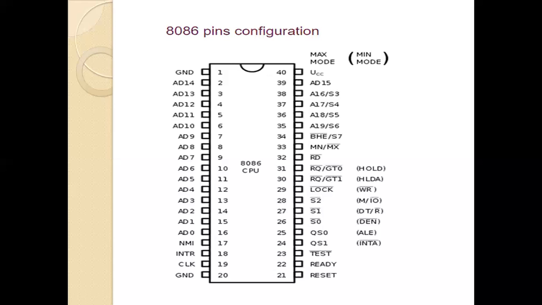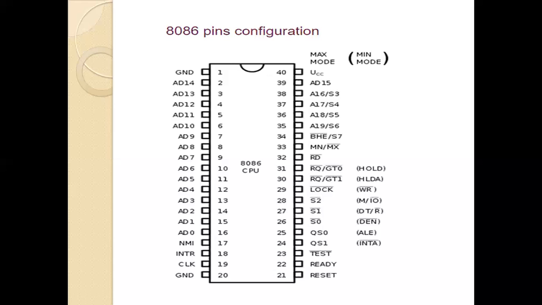Now next are pins 26, 27, 28. These are the S0, S1, S2 status pins, which tell the status of the corresponding operation. When these three pins are combined, for example S0, S1, S2 all three are 0, 0, 0, then it is interrupt acknowledgement. When two pins are 0 and one is 1, then it is an input output read operation, and correspondingly their combinations tell us about their status.